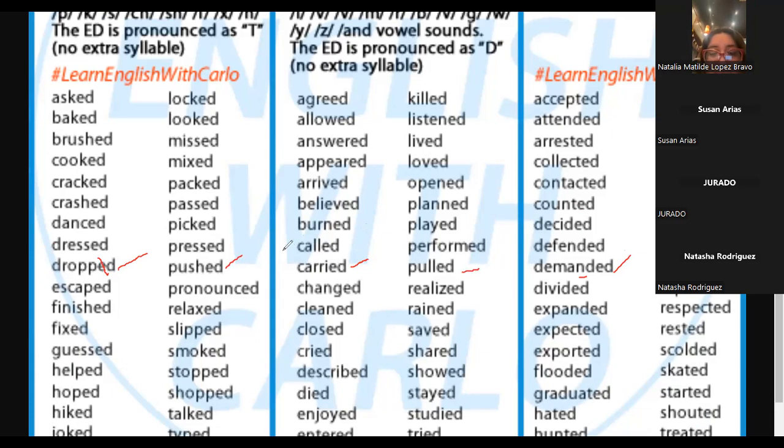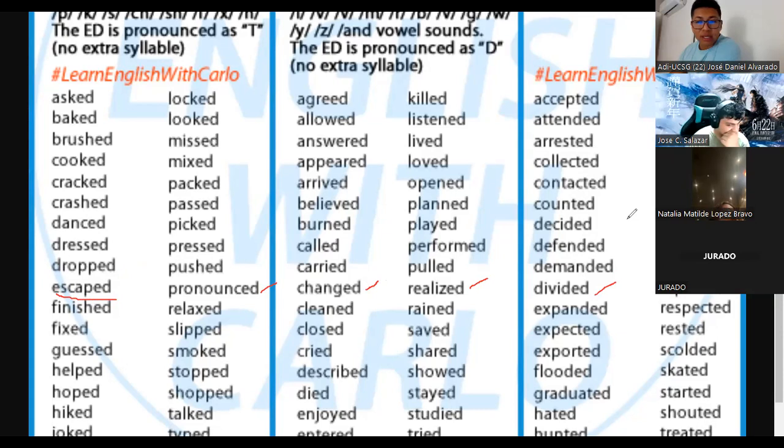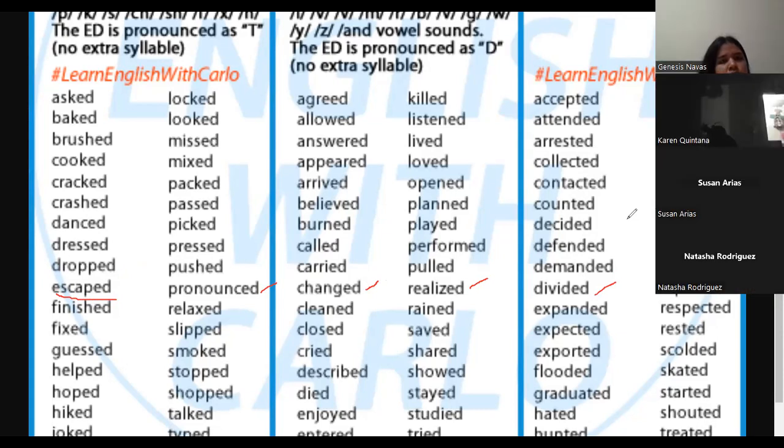Very good. Heido, please, the next row. Escaped. Pronounce. Changed. Divided. Reported. Very good. Okay, who is missing? I think everyone has done it. Let me check. Yes, everyone has done it.